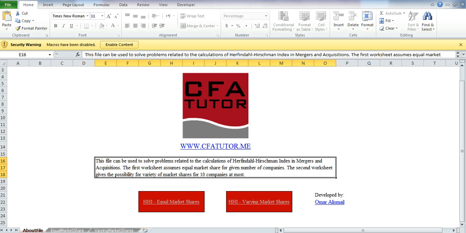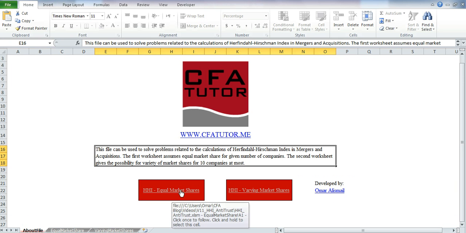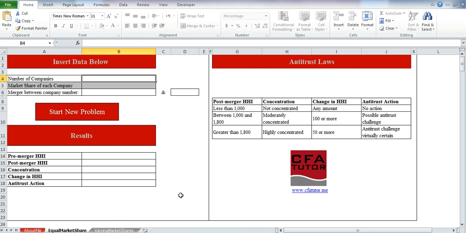So if we go to the Excel sheet, and again we have to enable the macro for the file to work, and we click HHI equal market share, and we have 8 companies, and we assume that we are deciding to merge between 3 and 4. And here we go. We have the results over here. It tells you the pre-merger, the post-merger HHI, the concentration level, and the change in HHI, and whether there is any antitrust action or not. This is when the case was assumed an equal market share.